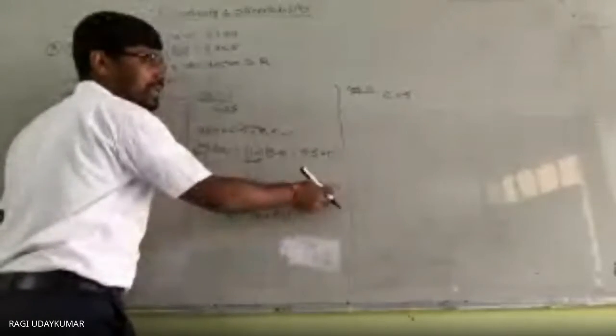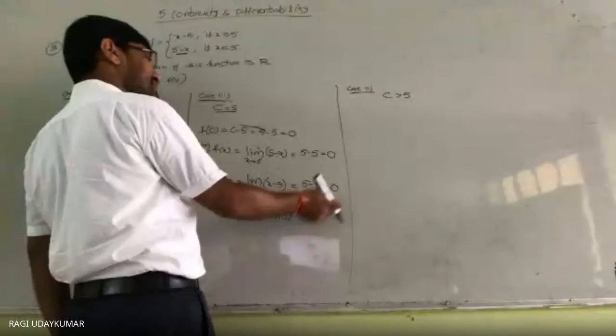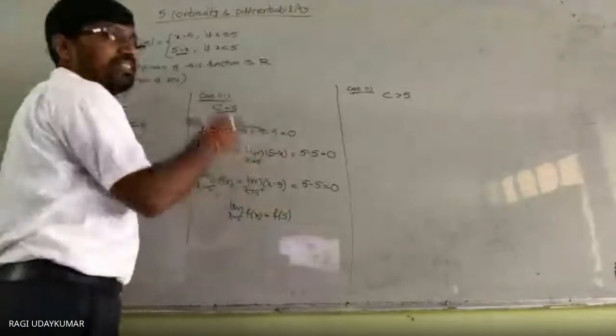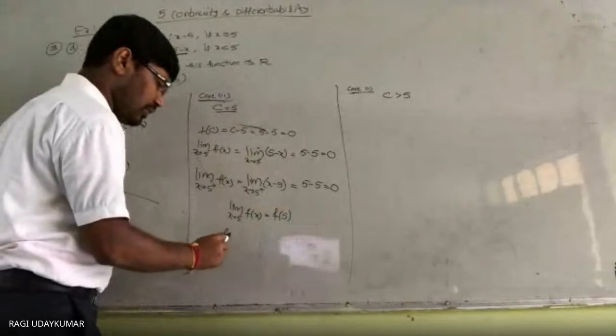If these two are not equal, the limit does not exist. If these two are equal and it is not equal to f of c, then it is not continuous. So therefore here f is continuous.